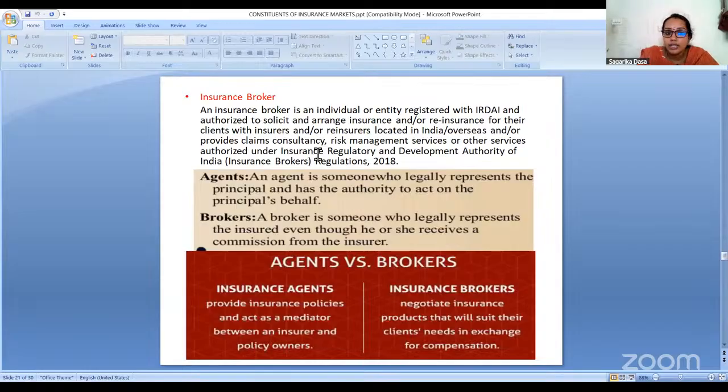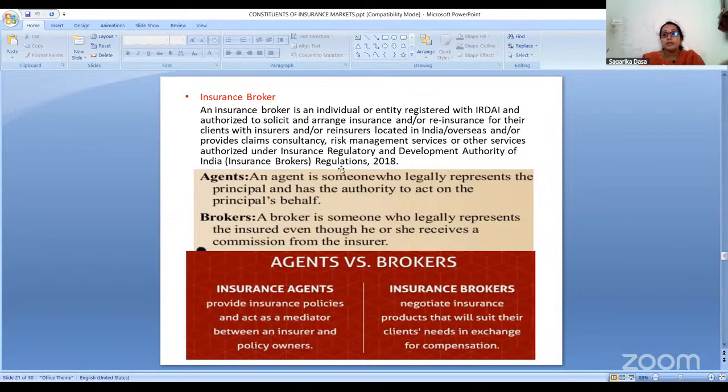Registration with IRDAI to deal with insurance, reinsurance, risk management, claim settlement, any other services related to insurance, whether within India, outside India, or overseas. It deals with every aspect of insurance. That is an insurance broker. If you see, the difference is given here. An agent is somebody who legally represents the principal and has the authority to act on behalf of the principal. Principal here we mean the insurer.